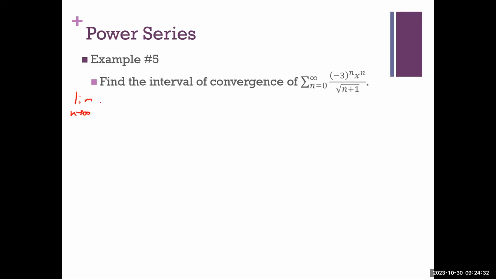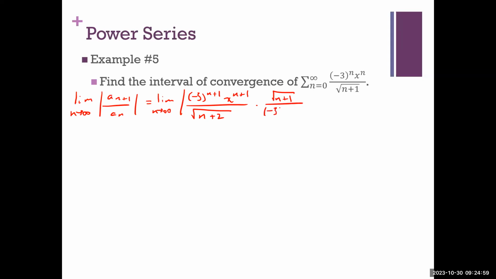The limit as n goes to infinity of this ratio. So absolute value of -3 to the n plus 1 times x to the n plus 1 over the square root of n plus 2 times the reciprocal of the original. All right, then I want this to be less than 1.